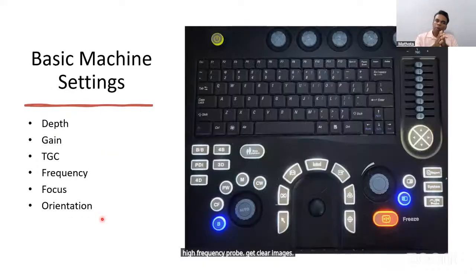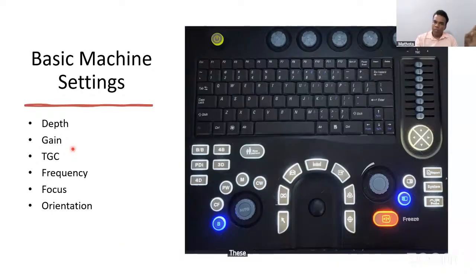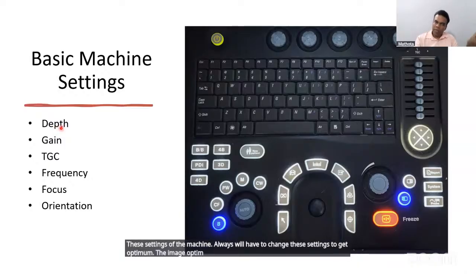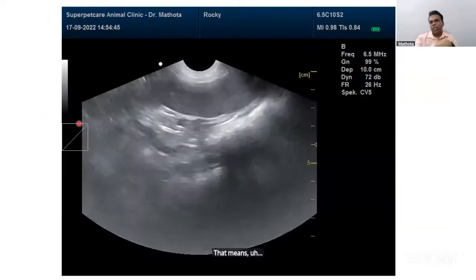Then we talk about the machine. When we use an ultrasound scanning machine, we have to know about these buttons, these settings of the machine. We always have to change these settings to get optimum images. Image optimization is very important in ultrasound, otherwise you don't get diagnostic quality images. So the first thing you have to adjust is the depth. Depth means, in the ultrasound scanning image, you have a scale here.